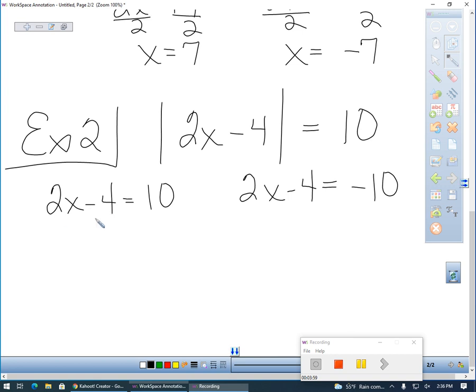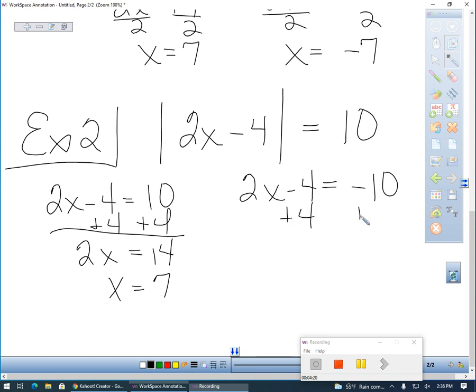Here I add 4 to both sides, and I get 2x equals 14. So x equals 7. And the other one, I add 4 to both sides, I get 2x equals negative 6. So x equals negative 3. Very good.